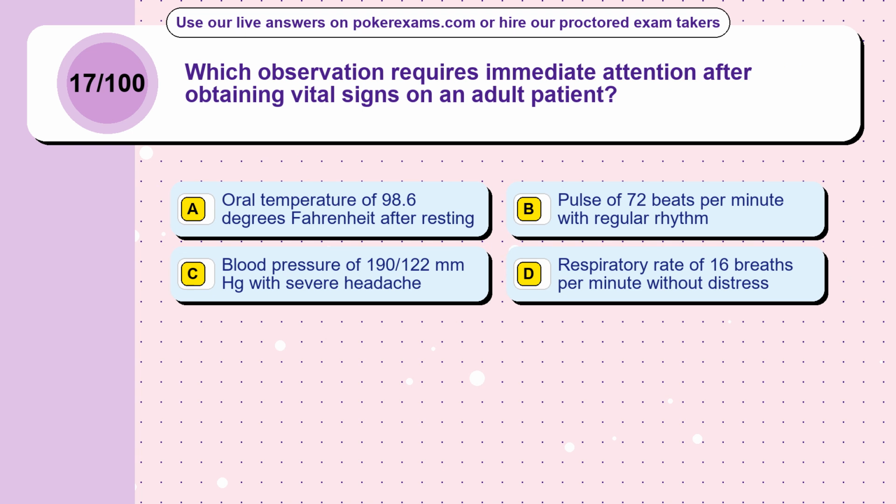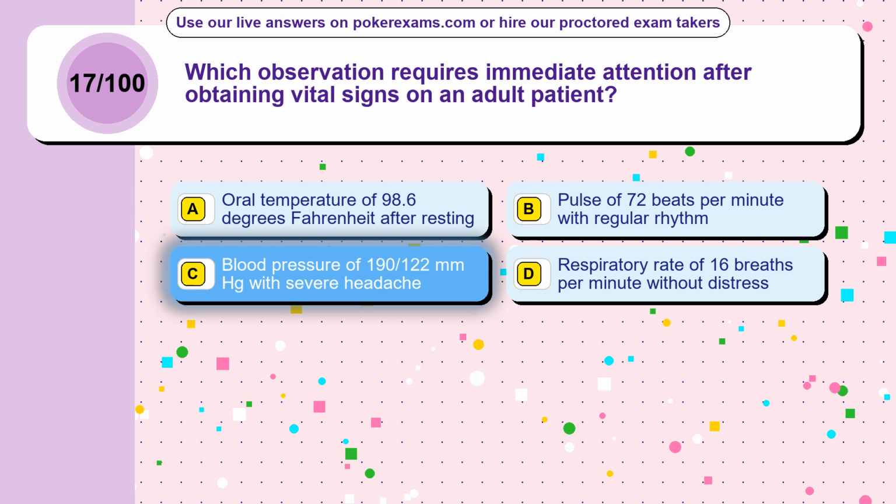Question 17. Which observation requires immediate attention after obtaining vital signs on an adult patient? Option A. Oral temperature of 98.6 degrees Fahrenheit after resting. Option B. Pulse of 72 beats per minute with regular rhythm. Option C. Blood pressure of 190/122 mmHg with severe headache. Option D. Respiratory rate of 16 breaths per minute without distress.